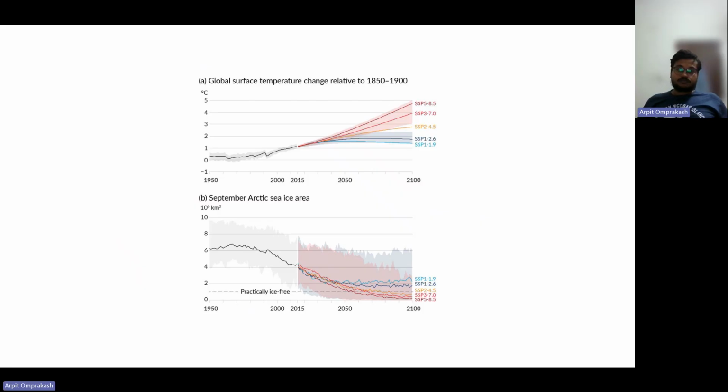So what they're doing is simulating all these different scenarios and how things will look under these different scenarios. Right. So they had the data for global surface temperature change relative to 1850 to 1900. They have that data from 1950 to 2015. At the point of 2015, they're simulating for the future. These different SSPs are different goals that we are going about, and it tells us how the surface temperature might change depending on what strategy we use.